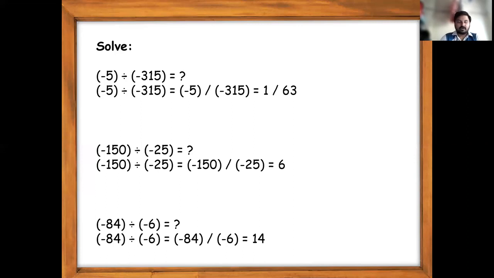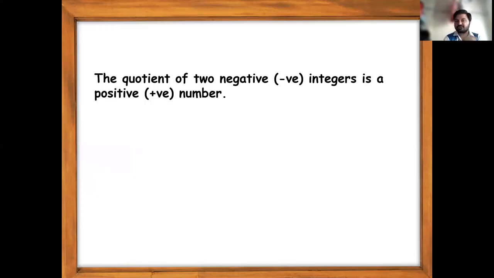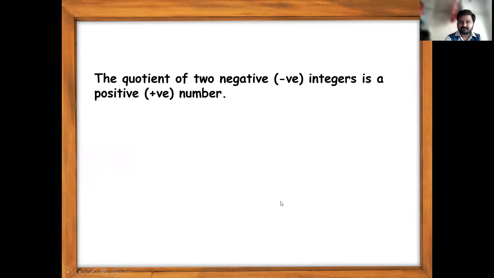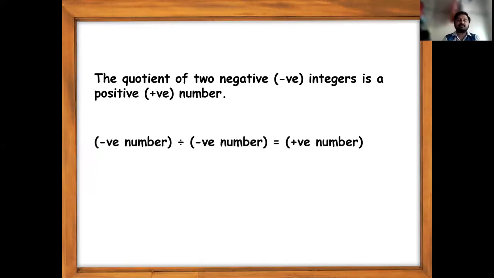So now observe all these examples and tell me, what do you infer from these examples? Yes, absolutely correct. The quotient of two negative integers is a positive integer. So we saw that whenever we have two integers whose signs are negative, when we divide a negative integer by a negative integer, we get our answer as a positive integer, as we saw in all the examples. I hope you all are clear. So a negative number divided by a negative number would give you a positive number.